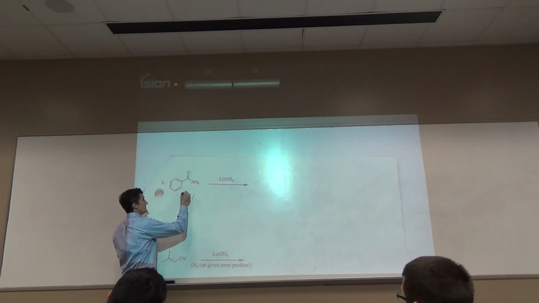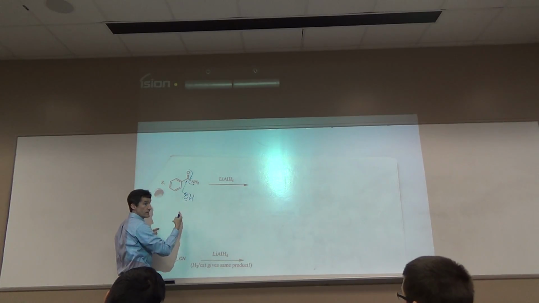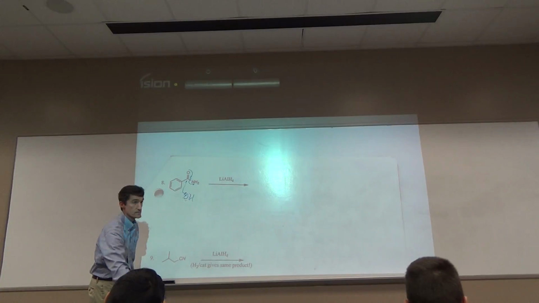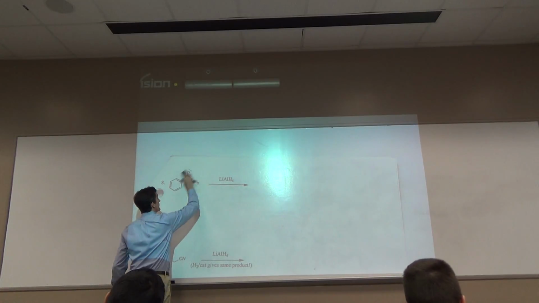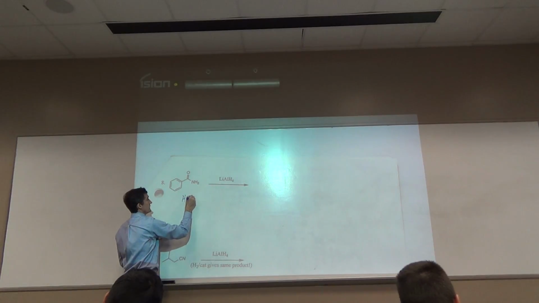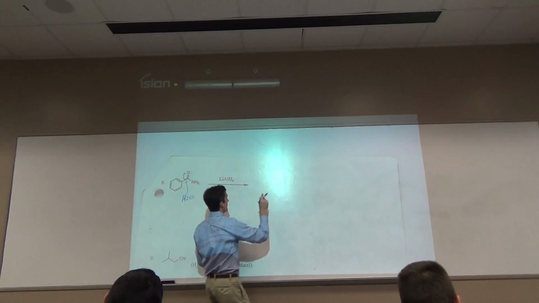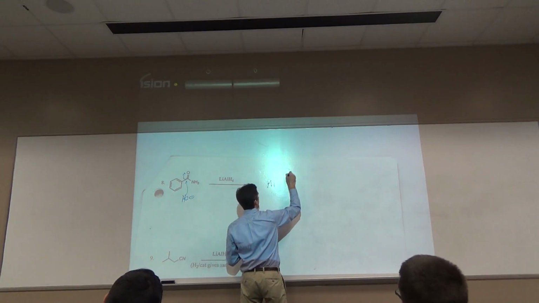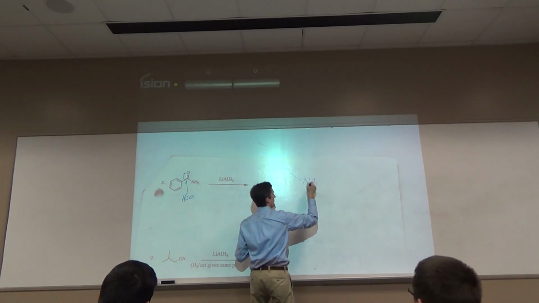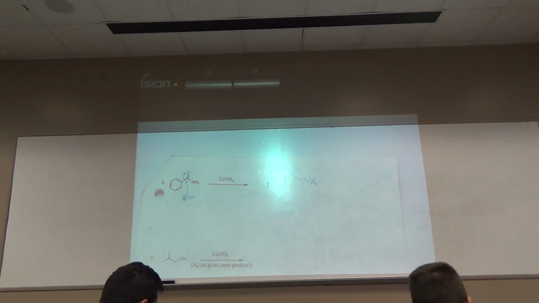Hydroxide adds, comes back down, kicks off the nitrogen. That's hydrolysis to the carboxylic acid. So instead of hydroxide, we have hydride, right? So, boom, boom. Okay, here's the product. The product of this reaction is your benzene ring and you get this primary amine. Primary amine.